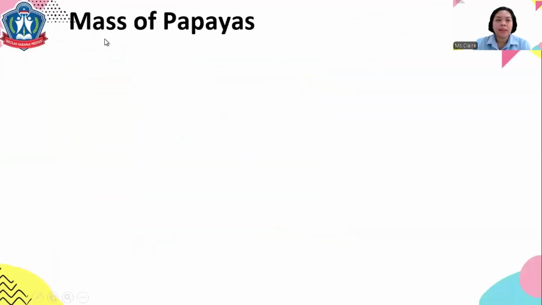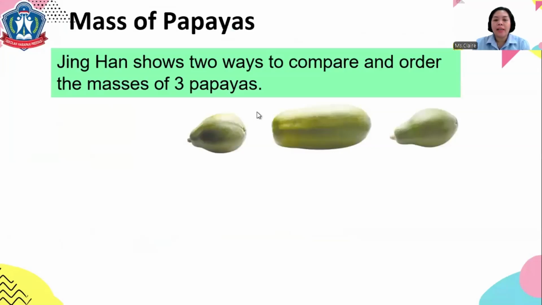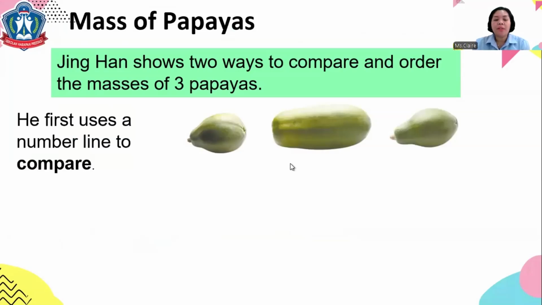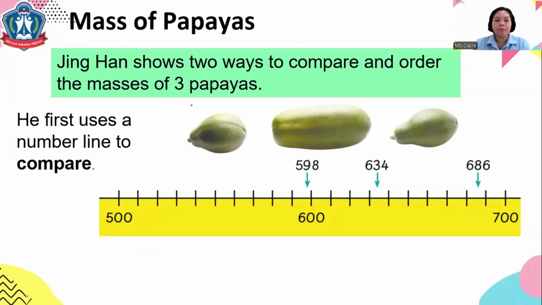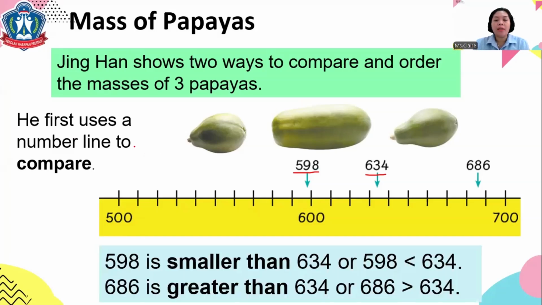Okay, let's continue. Let's study this problem, mass of papayas. Jing Han shows two ways to compare and order the masses of 3 papayas. He first uses a number line to compare. You are familiar with a number line, right? So we have here 598, 634, and 686. If we compare the numbers, we can see that 598 is smaller than 634.